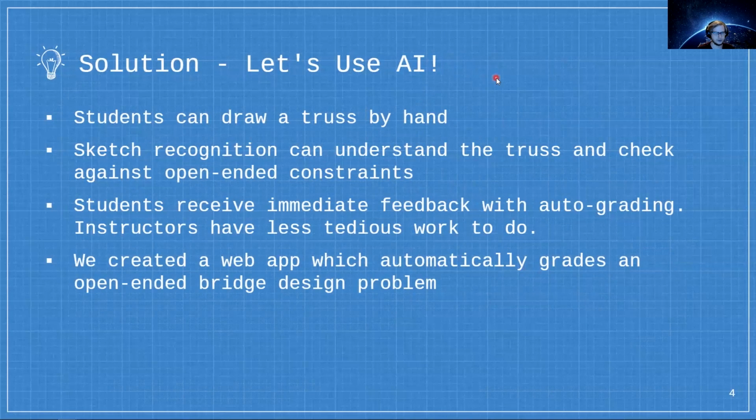So the solution, of course, is to use AI. We wanted students to be able to draw the truss by hand. So we used sketch recognition in order to understand the truss and also to help check the solution against open-ended constraints. The students receive immediate feedback with automatic grading, which helps reduce the burden on instructors so that they don't have to grade these problems by hand. And so we created a web app which automatically grades open-ended bridge design problems.